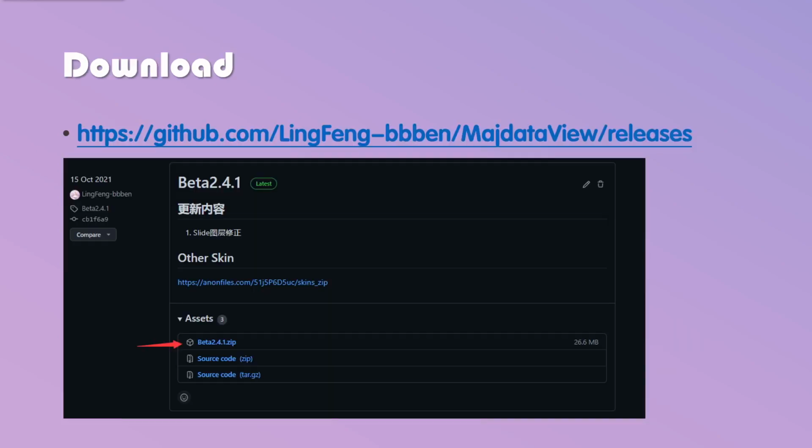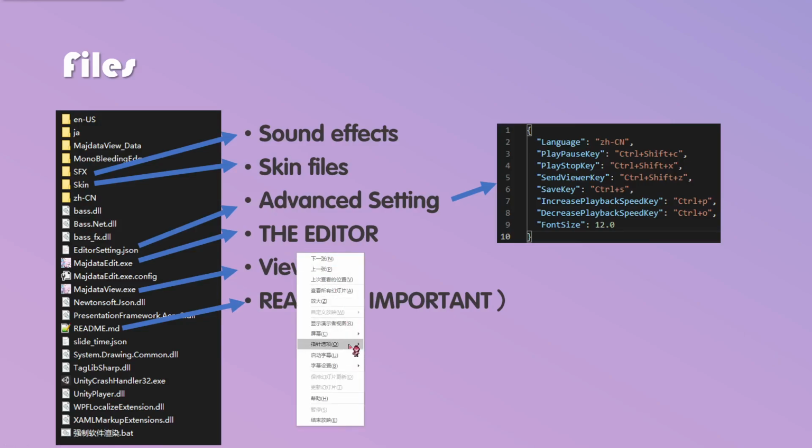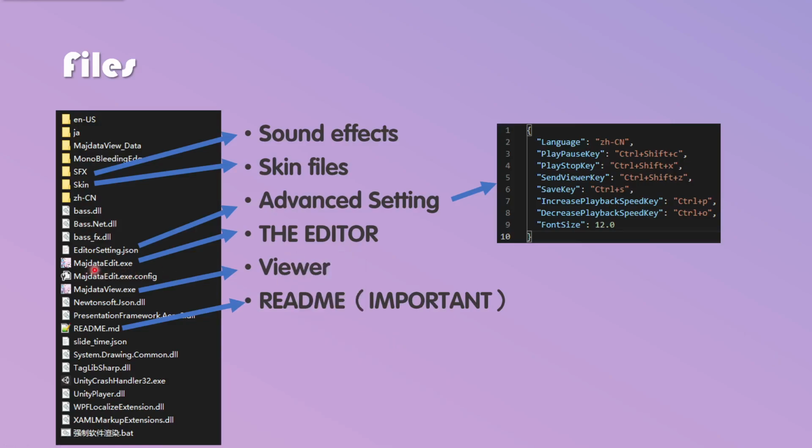So we will start by downloading the software. You can go to this link and download the latest beta version of it. And once you extract it, it has these files. The most important is the editor. The editor is majdata edit.exe, and viewer.exe, but it will start automatically, so you do not need to click that. And also, the FX and the skin folder can change the skin and sound effects.